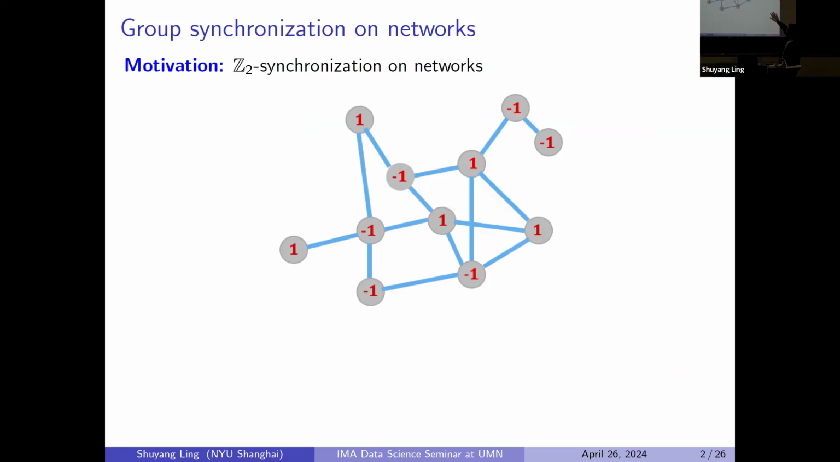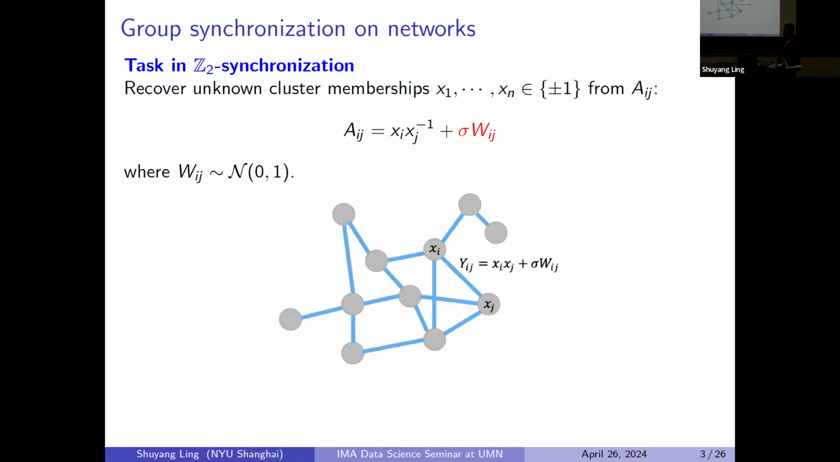Let's think about a graph. On each node, there's a parameter associated to it, either 0 or 1, which corresponds to Z2. The question for synchronization on a network is: suppose you don't know these parameters. What you observe is some observations, let's say Aij, corresponding to the edge between any pair of nodes. The observation is given by xi times xj transpose. In general, xi could be just a group element, so the transpose means the inverse of a group element, plus some noise.